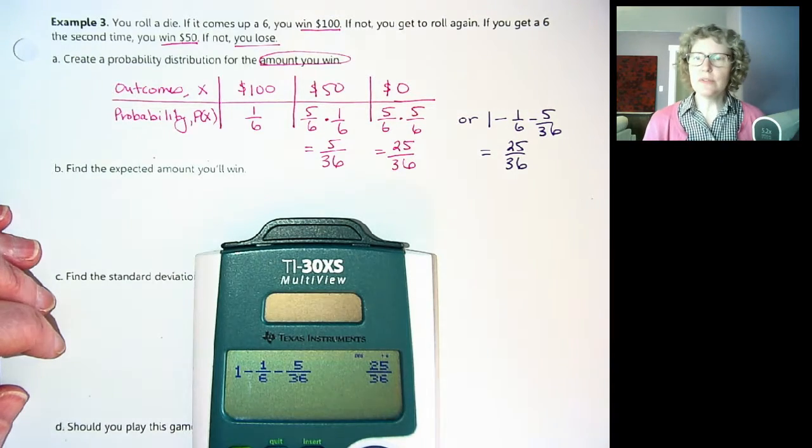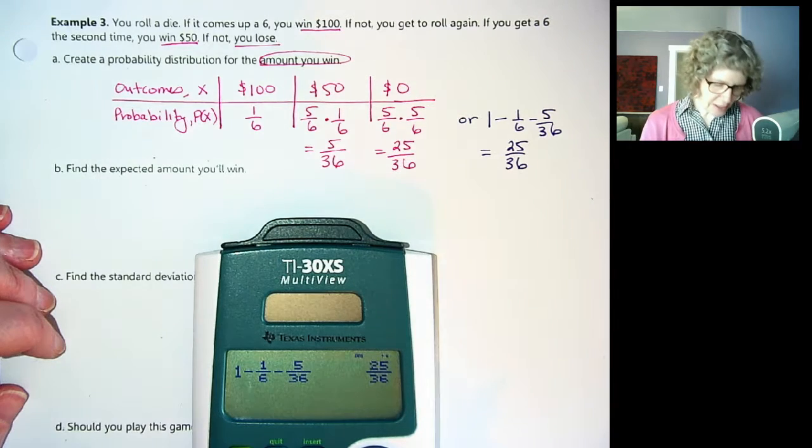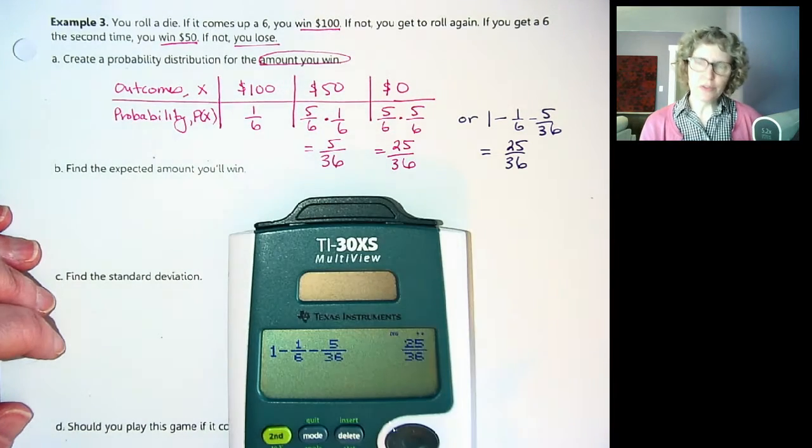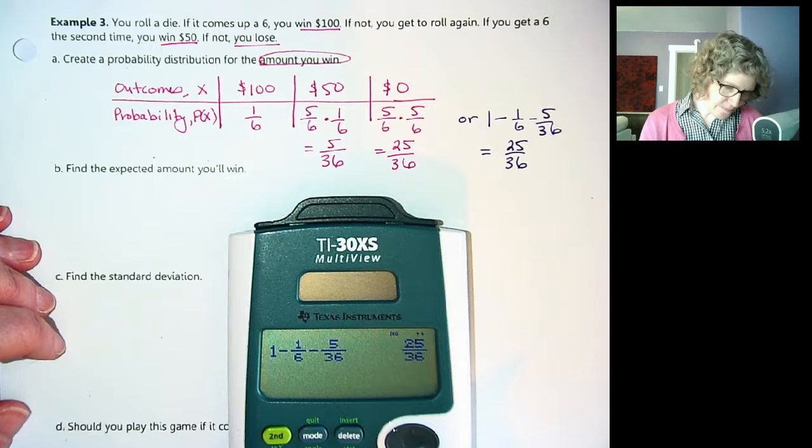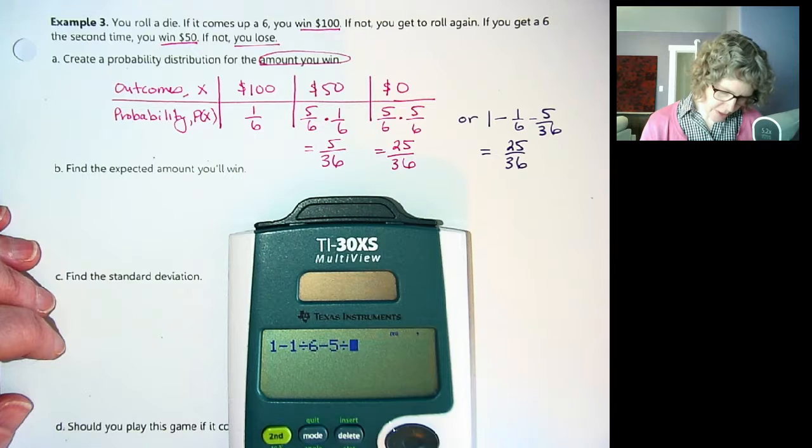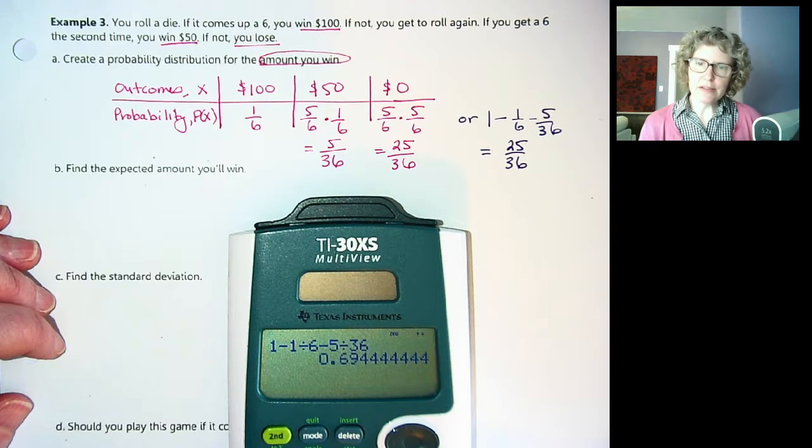Now you could also use decimals for this. You might run into a little bit of trouble with round off error, but it doesn't really matter to me, fraction or decimal. Again, we could have done 1 minus 1 divided by 6 minus 5 divided by 36, and that would give us our decimal answer. But then we would have to round this off. So be careful with my open math. You might want to stick with the fractions.